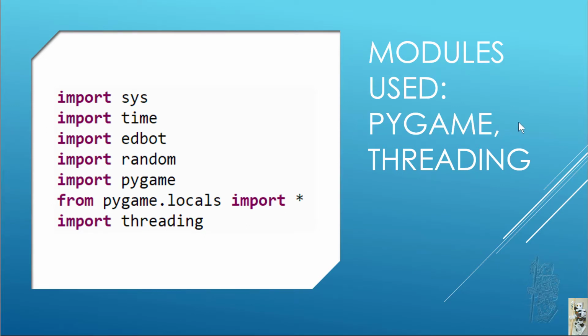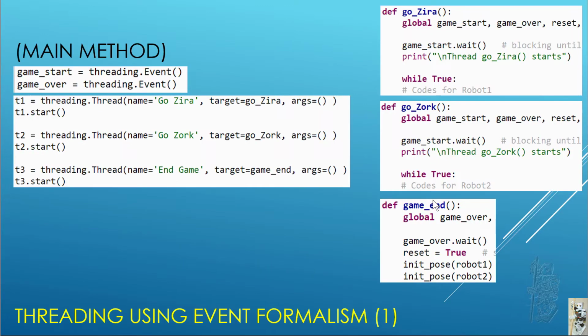and some graphical display. We're going to use threading because each of the robots will be represented by its own thread. So let's look at some detail on the threading. Other details are in the book, so I won't repeat them here.